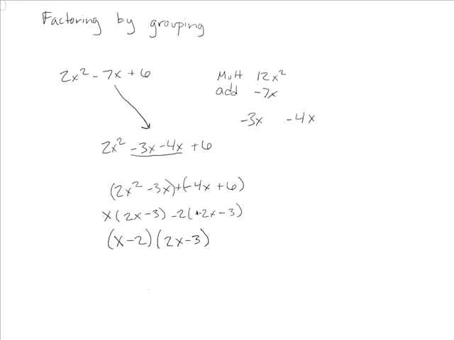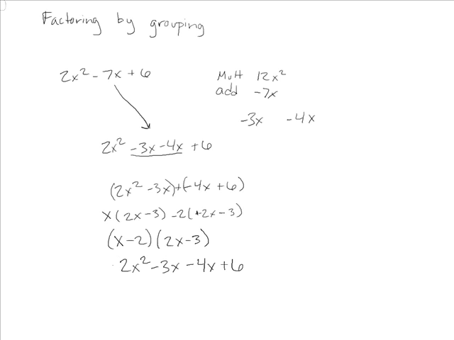All right, so just like we did last time, let's go ahead and do a self-check to make sure that this is indeed the correct factorization of this quadratic. To do that, what we need to do is FOIL these out. We've got x times 2x gives me 2x squared. Doing good so far. The outside terms, x times negative 3, negative 3x. Negative 2 times 2x, negative 4x. Negative 2 times negative 3 is positive 6.